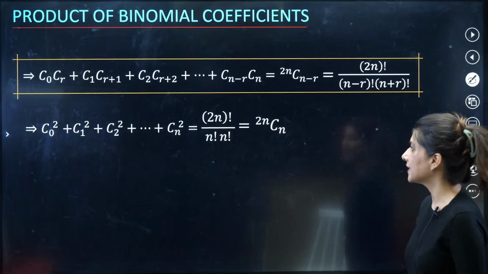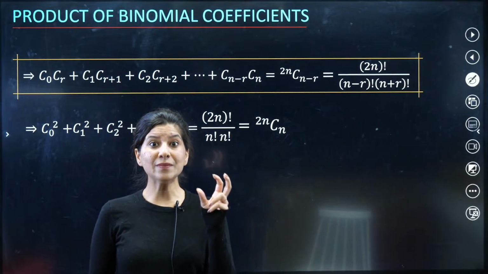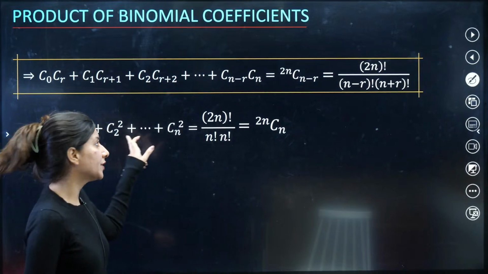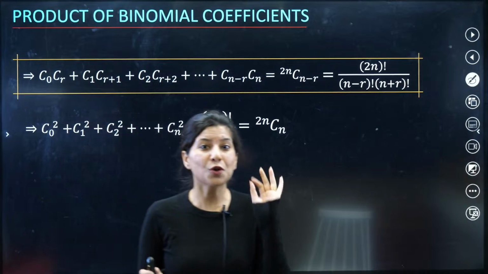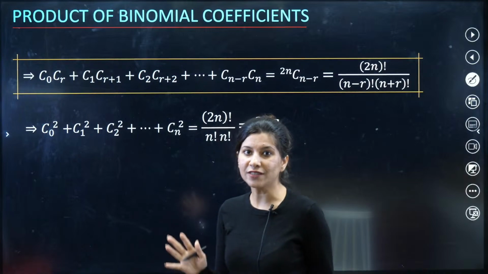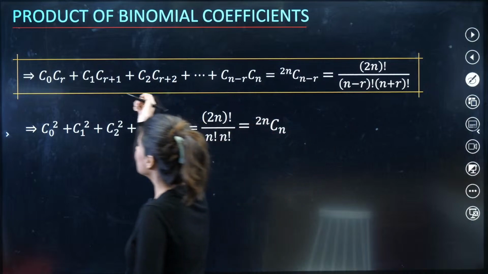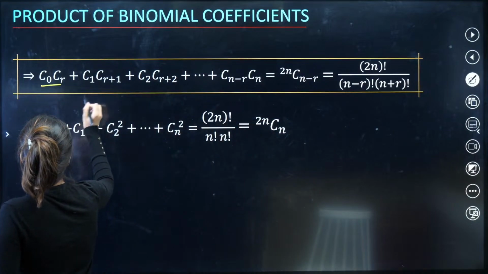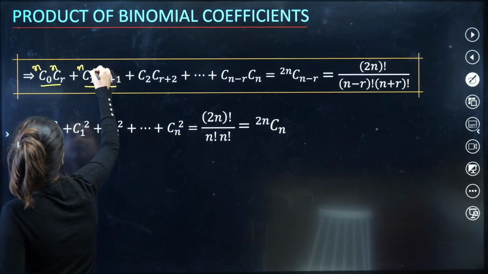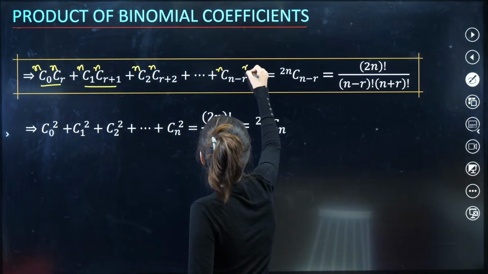Now, there are some series-based questions of binomial coefficients which will have a product of two quantities. Now, I am going to tell you the shortcut for the product of binomial coefficients, how to solve it. So this is NC0 NCR, this is NC1 NC(R+1), and so on.